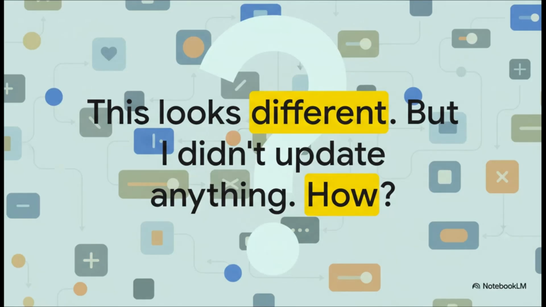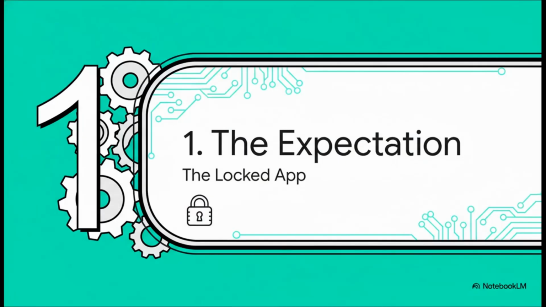And this is that moment, right? You're looking at it thinking, this looks different, but I didn't update anything. How? Maybe a button moved or the colors have changed. You haven't downloaded anything. It feels like it shouldn't even be possible. Okay, so let's start with what you expect to happen, because your expectation is completely reasonable. You've set things up a certain way, and you figure the app should just stay that way.